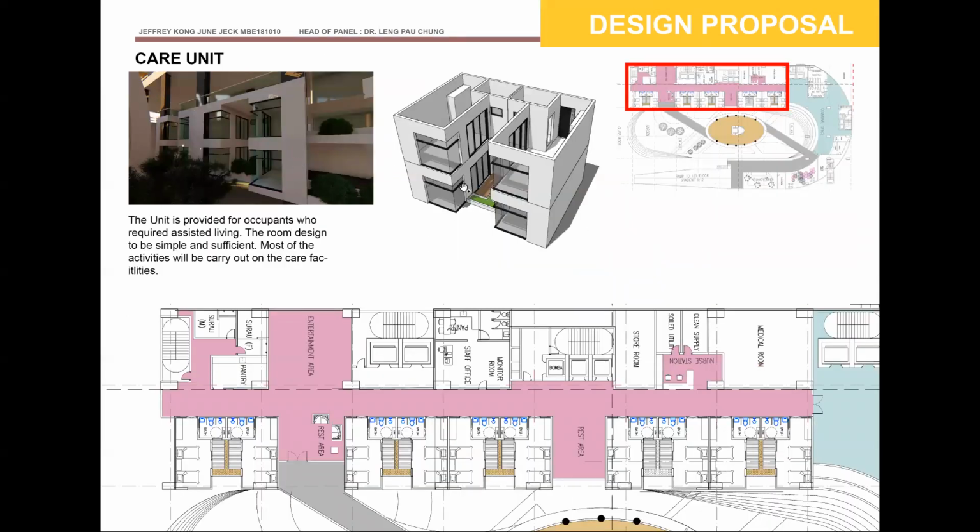This K unit is more for those in assisted living. It consists of 2 floors. This is the first floor planning. It is designed to be simple, only equipped with a toilet, 2 beds and a wardrobe. So the activity will mostly be in the care facilities outside.